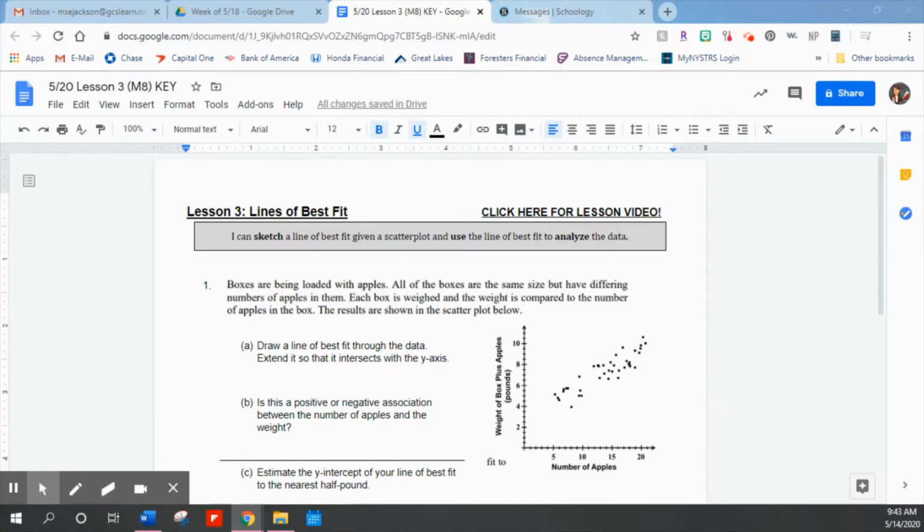Lesson 3, lines of best fit. Your learning target for today is: I can sketch a line of best fit given a scatter plot and use the line of best fit to analyze the data. So if you're working on a Google Doc today, that means that drawing in your line of best fit is going to be tricky. But if you're watching the video, you can have me do it for you, and then you can answer your questions based on my line of best fit.